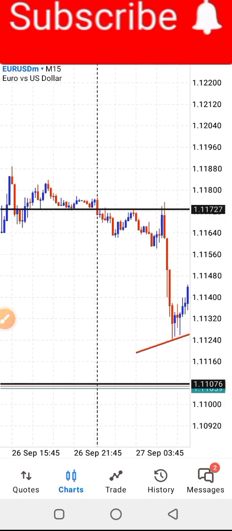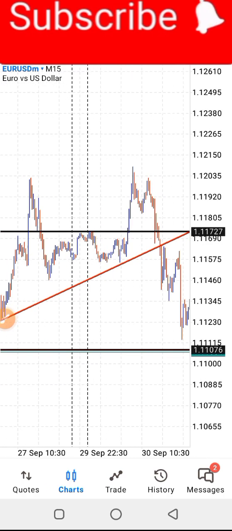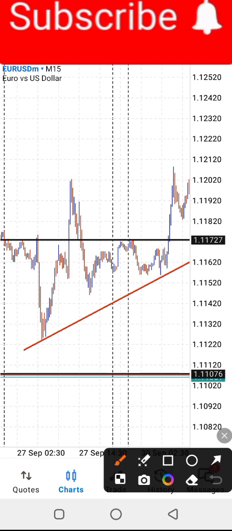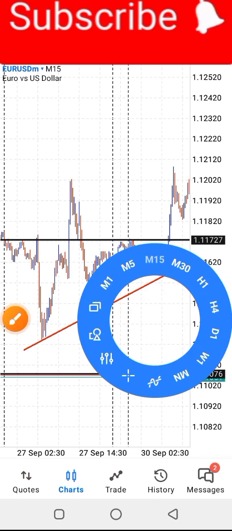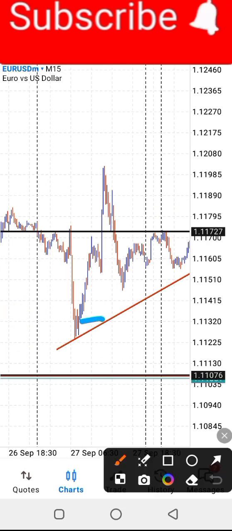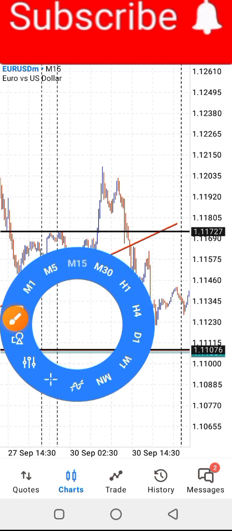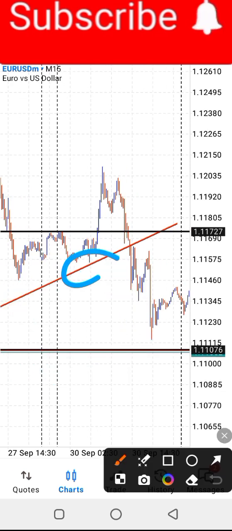Let's see if I have one more. Okay, I have one more example right here. So look at this. I drew a trend line along this level. You can see we had two bounces. We have a bounce from here, and then we have another bounce from here. We had another bounce from here.